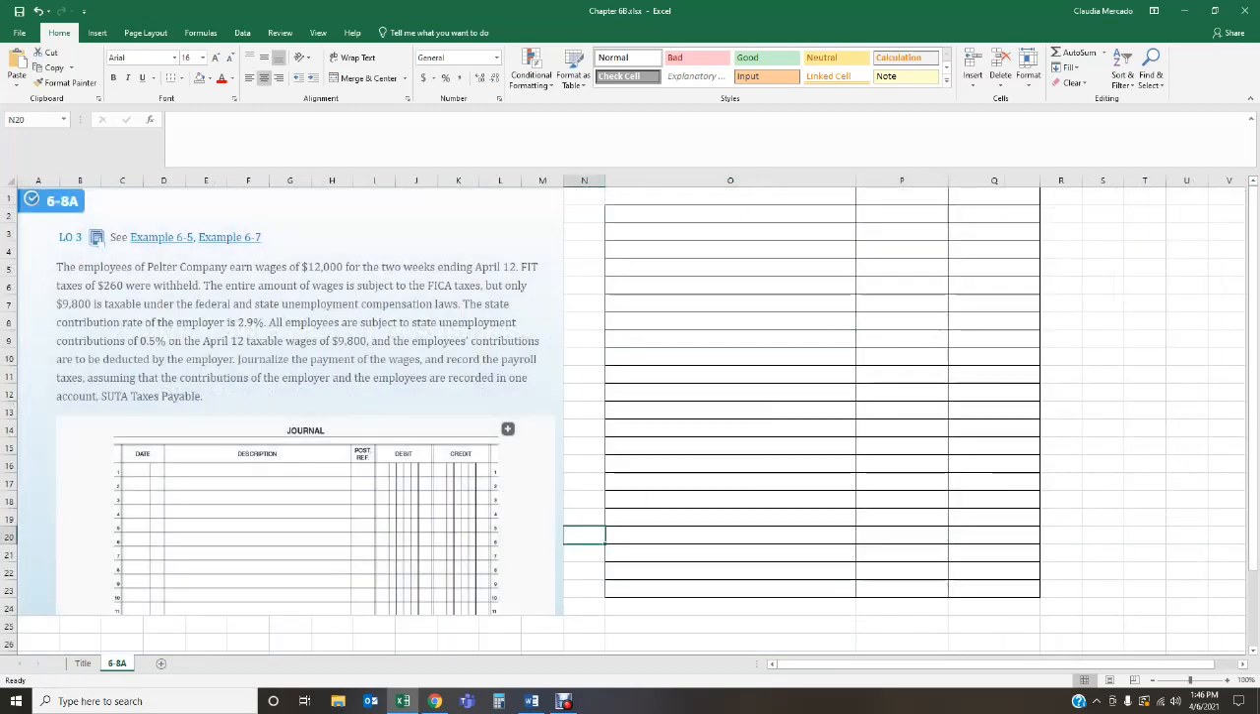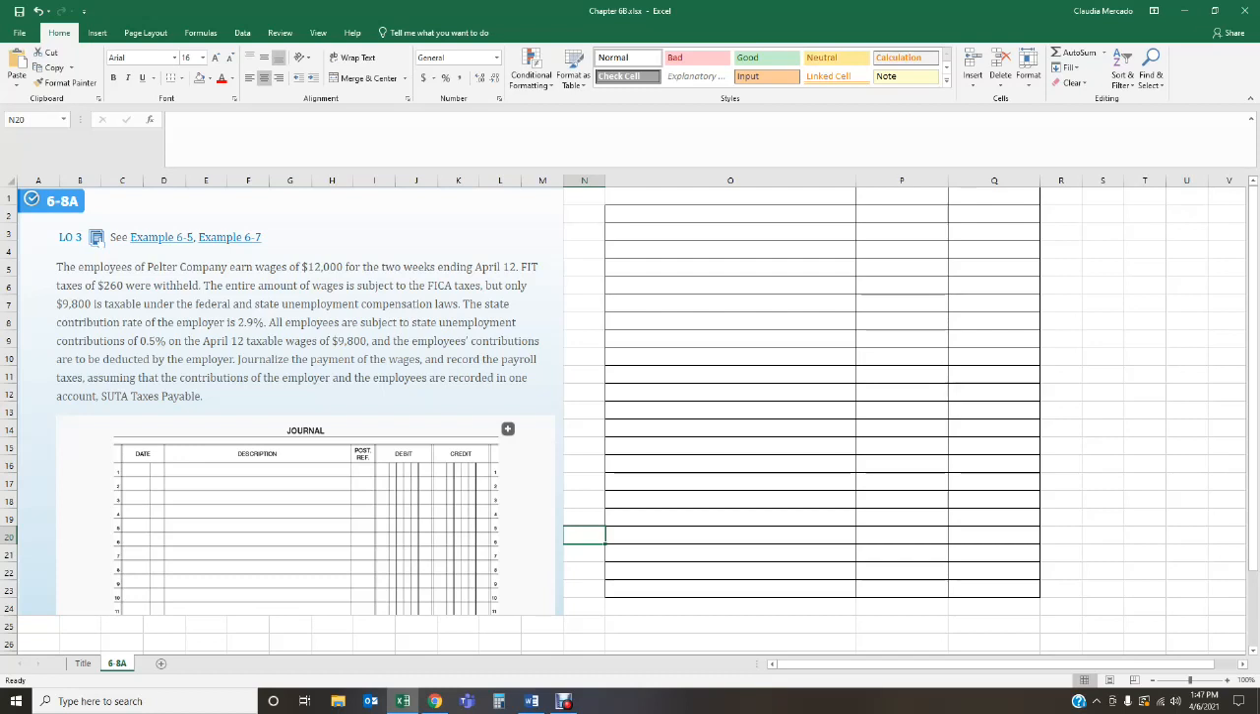So it says the employees of Pelter Company earned wages of $12,000 for the 2 weeks ending April the 12th. Federal income taxes of $260 were withheld. The entire amount of wages is subject to FICA taxes, but only $9,800 is taxable under the federal and state unemployment compensation laws. The state contribution rate of the employer is 2.9%. Now, this is very important. It says all employees are subject to state unemployment contributions of 0.5%.